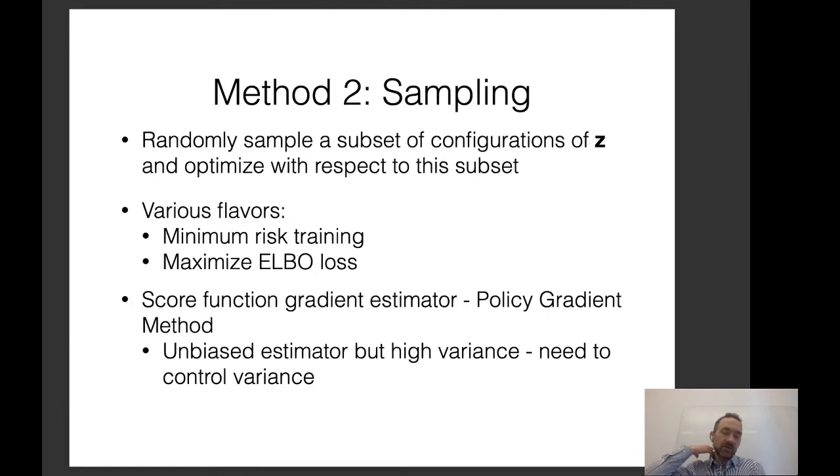We could also do sampling. We could randomly sample a subset of configurations Z and optimize with respect to the subset. There are various flavors, such as minimum risk training, where we want to minimize the risk or the expected loss, maximizing the ELBO, or also using policy gradient methods like we talked about in the reinforcement learning class. These are reasonable, but they are high variance, and you need a way to control variance. So it's better to avoid these if you don't need to resort to them.